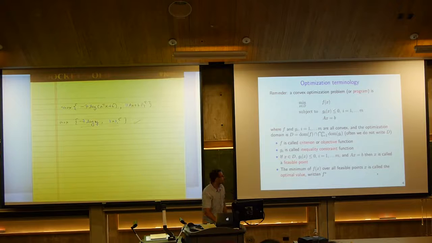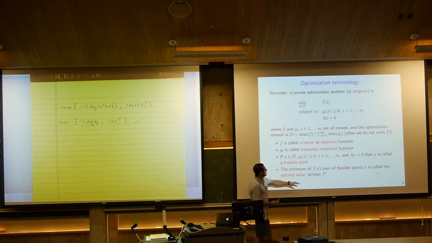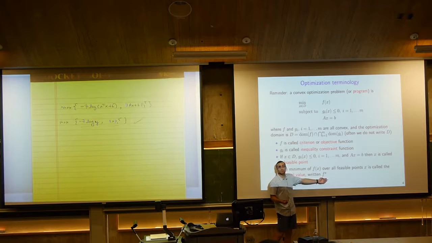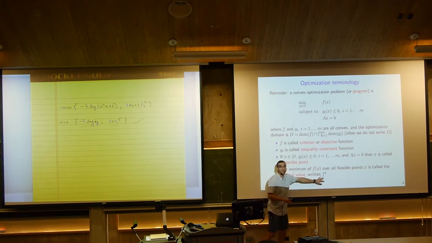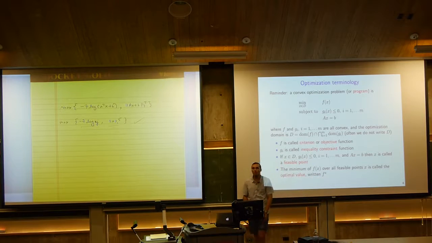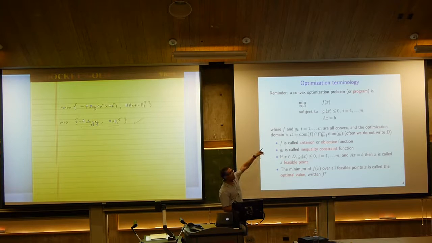The minimum of our criterion over all possible feasible points is called the optimal value of the convex problem, or sometimes the optimum. And we usually write it as f star. We mean it's the optimal value of the convex problem over all the feasible points. So it is the value of f of x at its minimum when I respect all of the constraints.